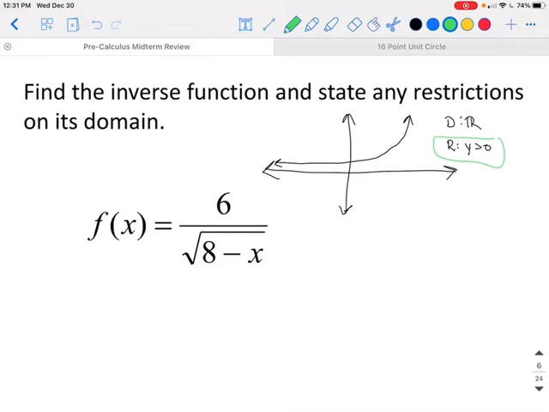Now remember, to find the inverse, you're going to start by just taking, remember f of x, just another way to write y. But to find the inverse, you just take your x and y and you switch the places. So we're going to say x is equal to 6 over the square root of 8 minus y. Now our goal is just to get the y by itself again. So we can start by multiplying both sides by the 8 minus y to get that y out of the denominator.